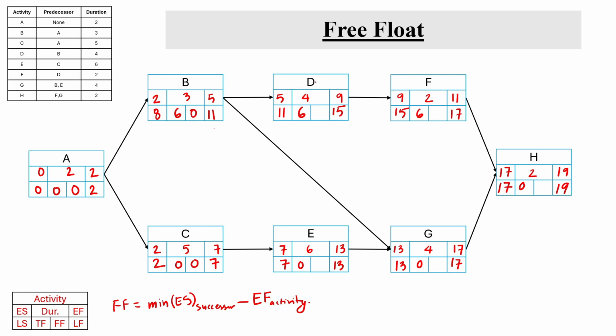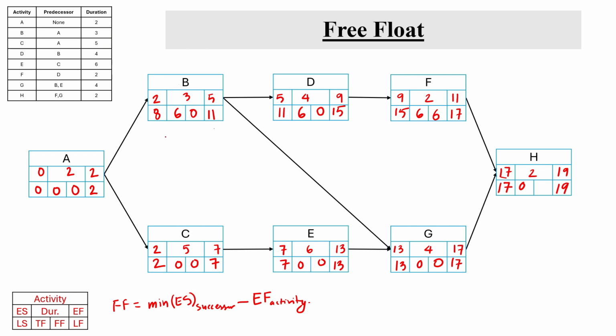For activity D, it is going to be 9 minus 9 again, that is 0. For activity E, it's going to be 13 minus 13, that is 0. And for activity F, it's going to be 17 minus 11, that is 6. And for activity G, it's going to be 17 minus 17, that is 0. So free float, again, is the amount of time an activity may be delayed without delaying the early start of the next activity.